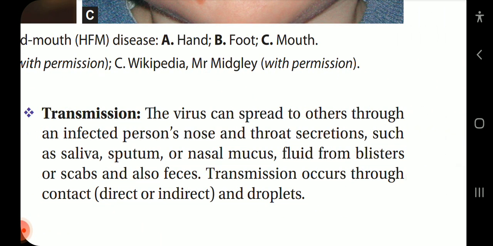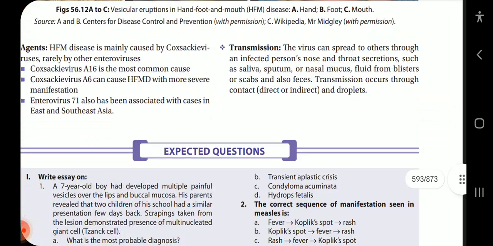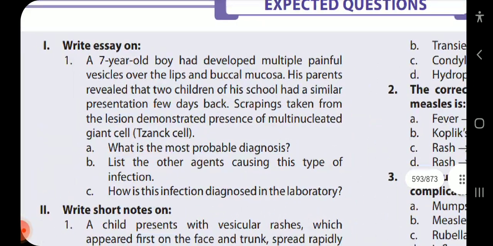Transmission: the virus can spread to others through an infected person's nose and throat secretions such as saliva, sputum or nasal mucus, fluid from blisters or scabs, and also feces. Transmission occurs through contact, direct or indirect, and droplets. Okay, so this completes our chapter. Now let's come on to the questions.